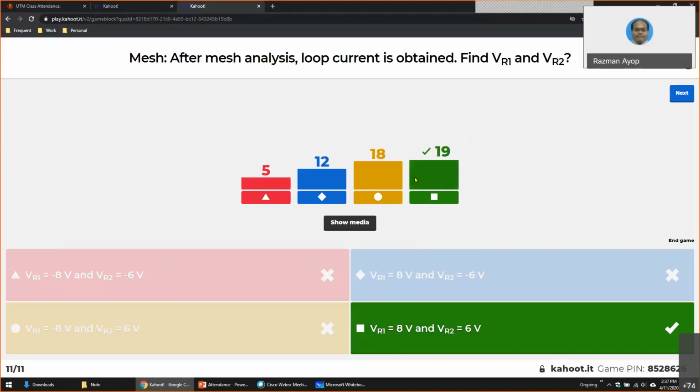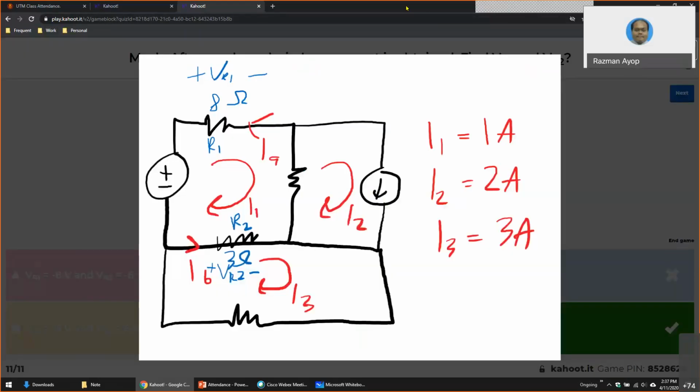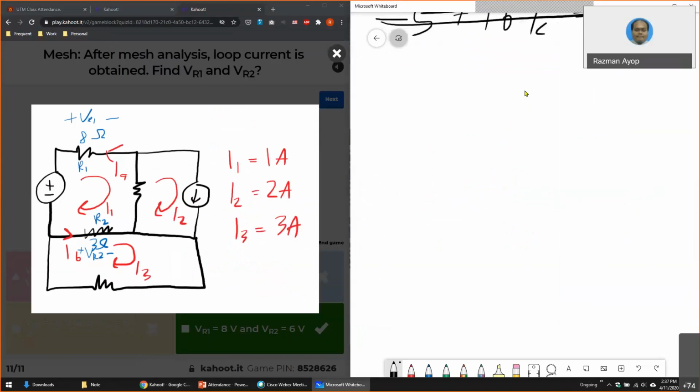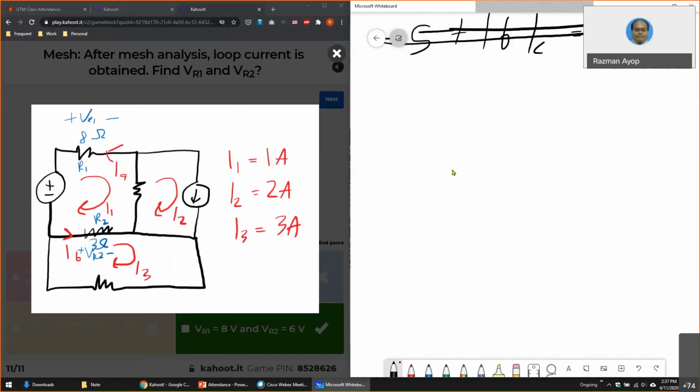Only two out of five got the correct answer. So how to solve this? If you look here, IA is on the opposite side of I1. So IA is just equal to negative I1, which equals negative 1.